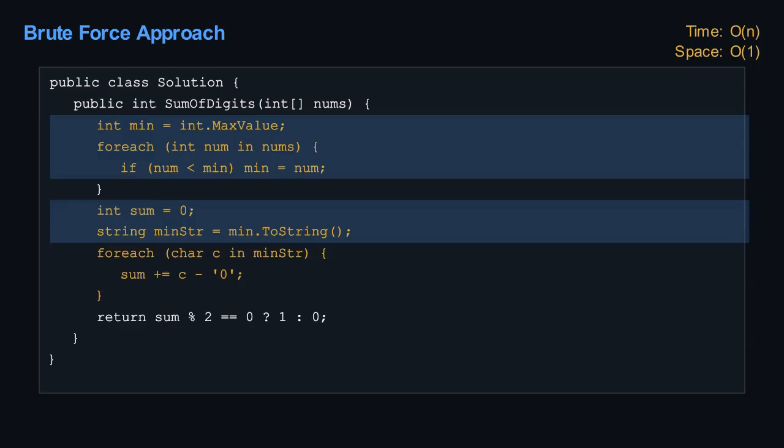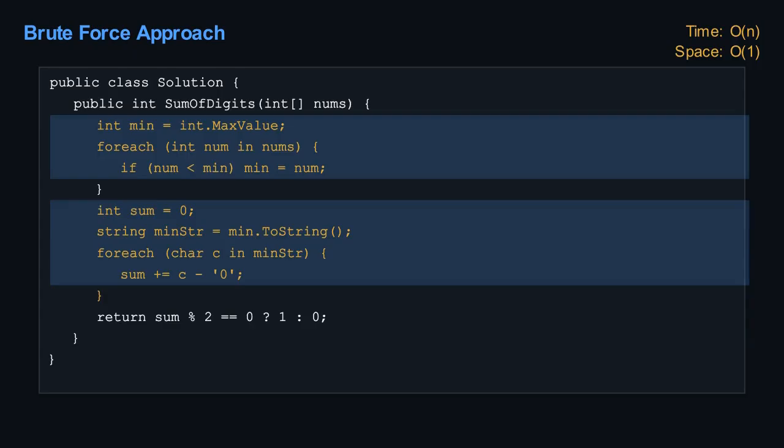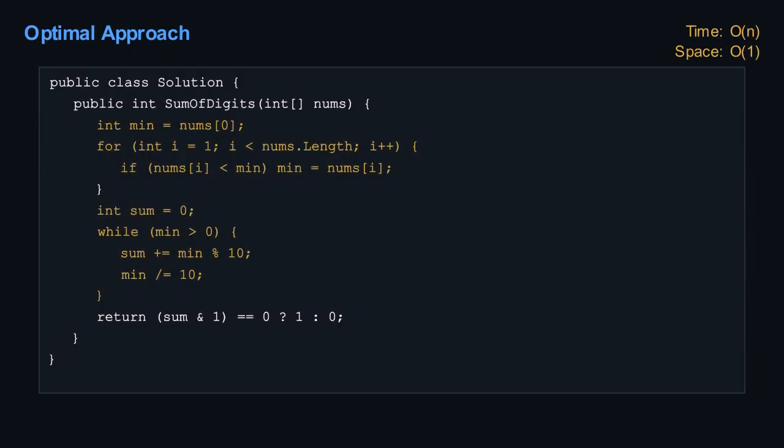While the time complexity remains linear due to the initial array scan and string conversion proportional to the number of digits, it's not the most arithmetically efficient way to handle digit extraction. Space complexity is constant, ignoring the temporary string. The key insight for optimization is to avoid string conversions entirely when summing digits. We can achieve this using basic arithmetic operations, modulo and division.